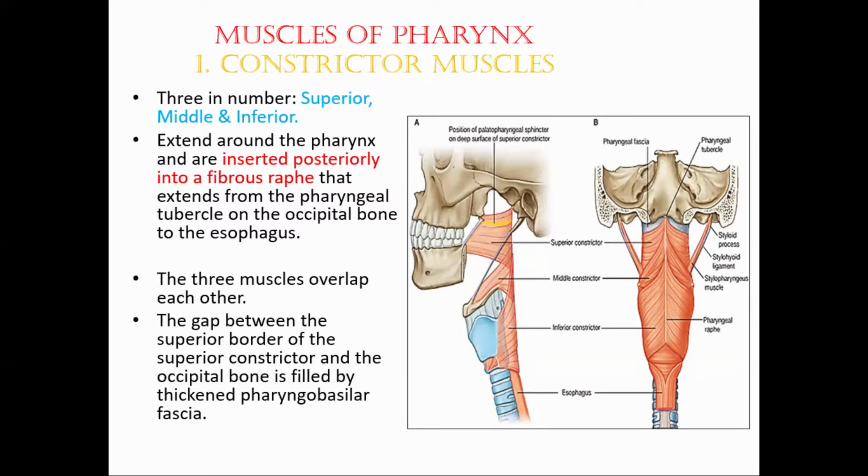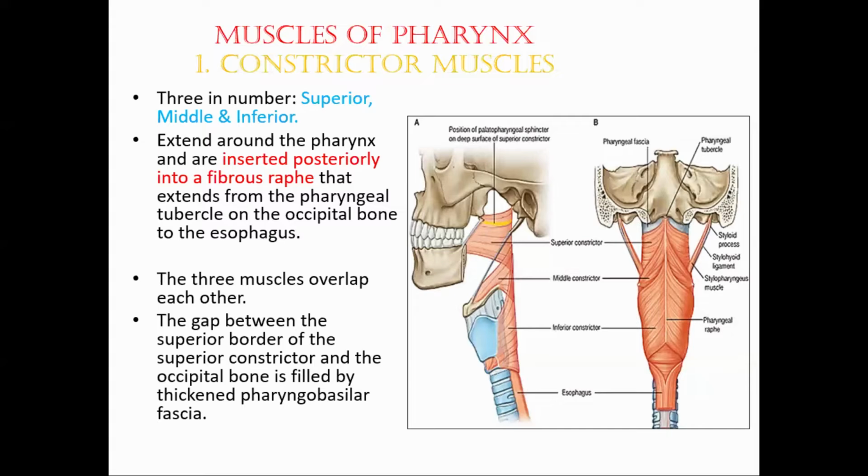The outer is the circular muscle and the inner is the longitudinal muscle. That circular muscle is named the constrictor muscle. In the muscular layer, there are two layers, outer layer and inner layer. The outer layer is the circular muscle, named the constrictor muscle, and the inner layer is the longitudinal muscle.